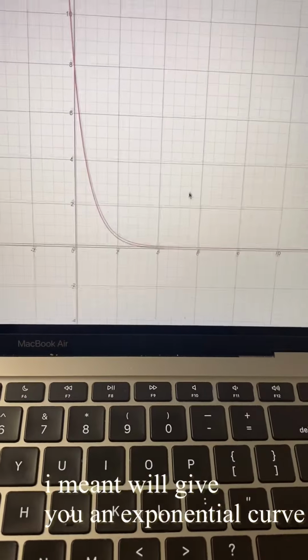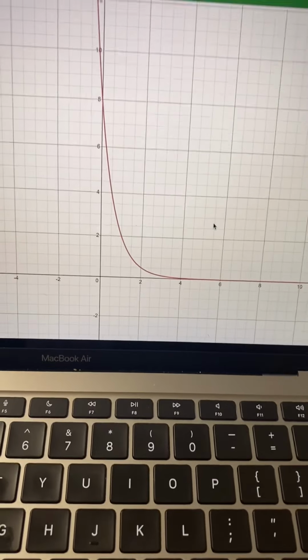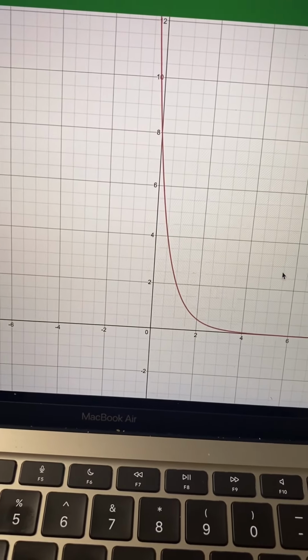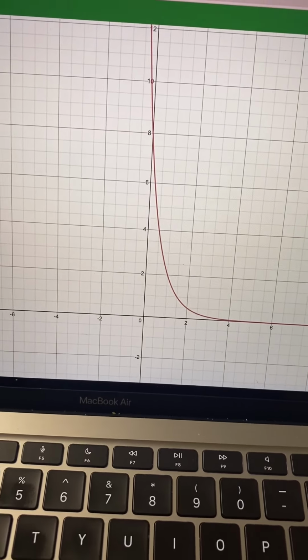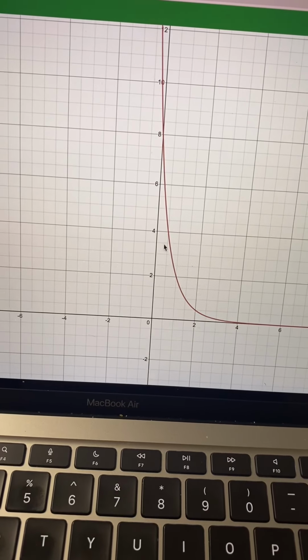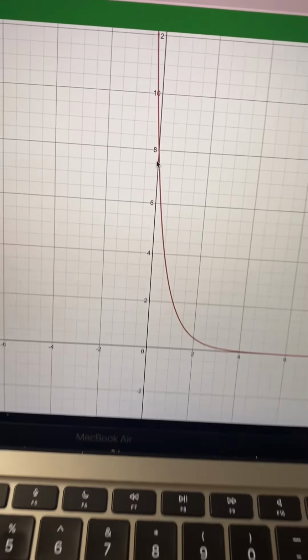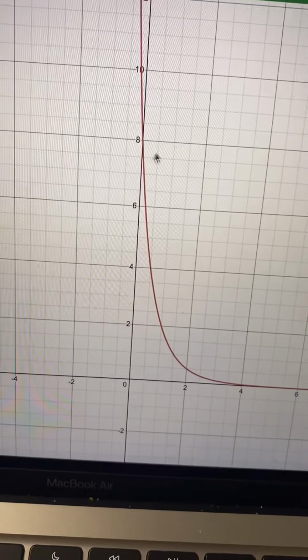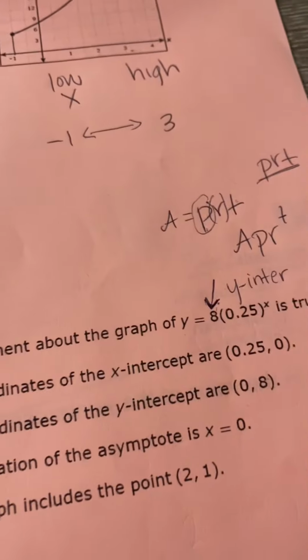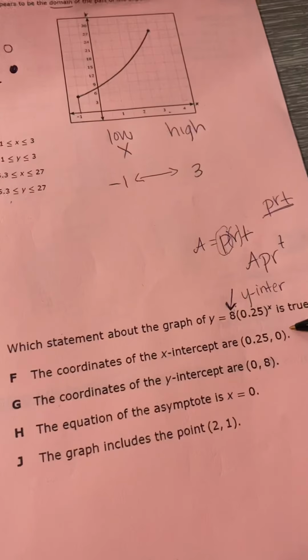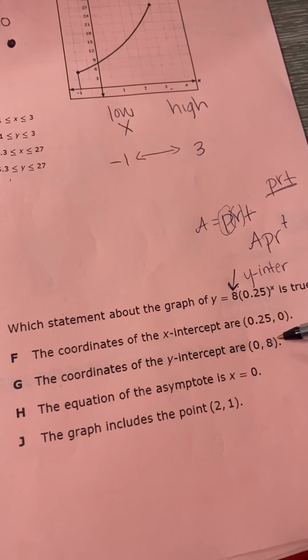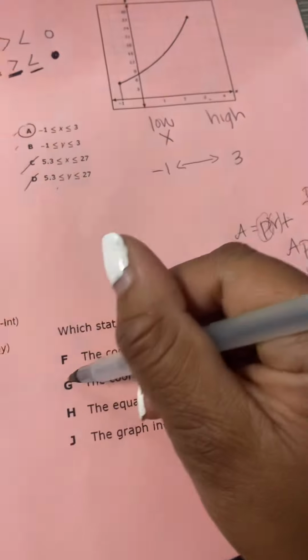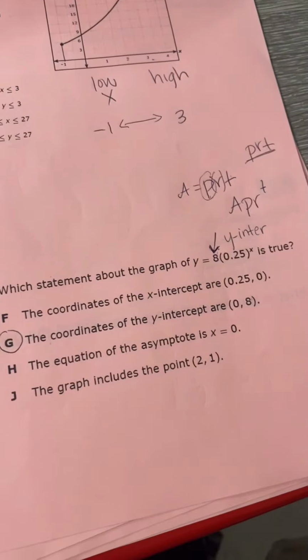So here's your curve. You can answer questions about this curve, like what is your y-intercept? Where does this curve cross your y-axis? It crosses it right here, right? At 8. It tells you right there as well. So your y-intercept is definitely (0, 8). So that's definitely one option.